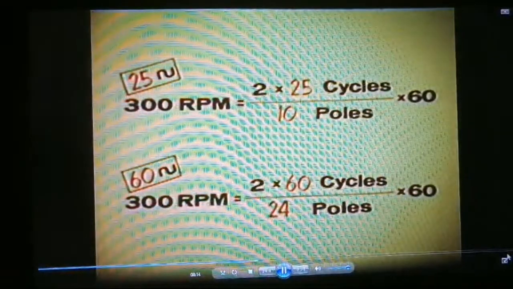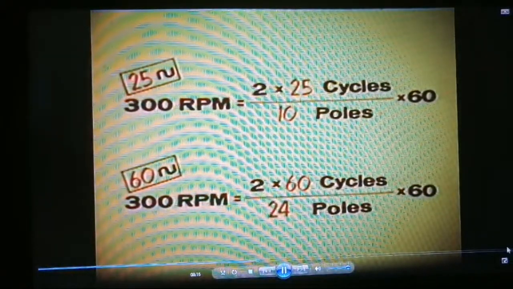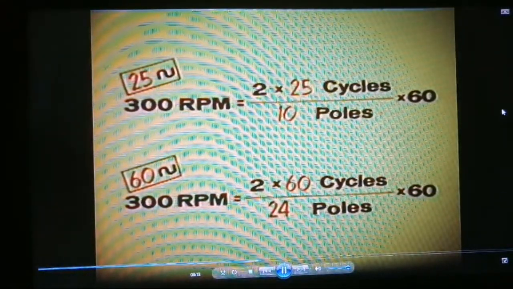If one generator has 10 poles and generates a frequency of 25 cycles, our formula says it must rotate at 300 RPM. That's 2 times 25, which is 50, divided by 10, which is 5, times 60 to give us 300 RPM. If the other unit is to be a 60-cycle device, it would require 24 poles to operate at 300 RPM.